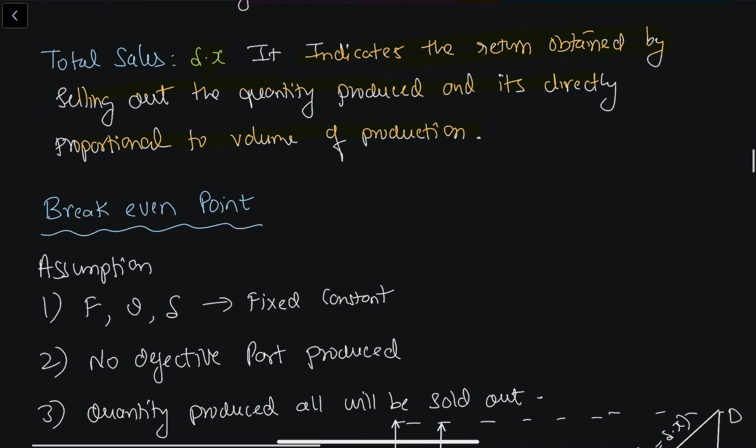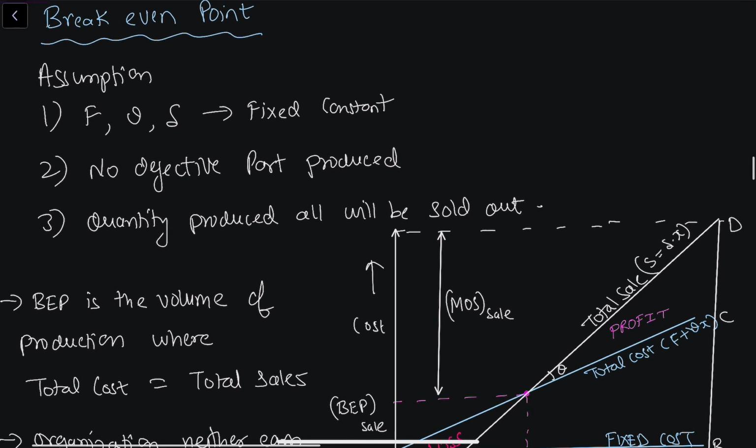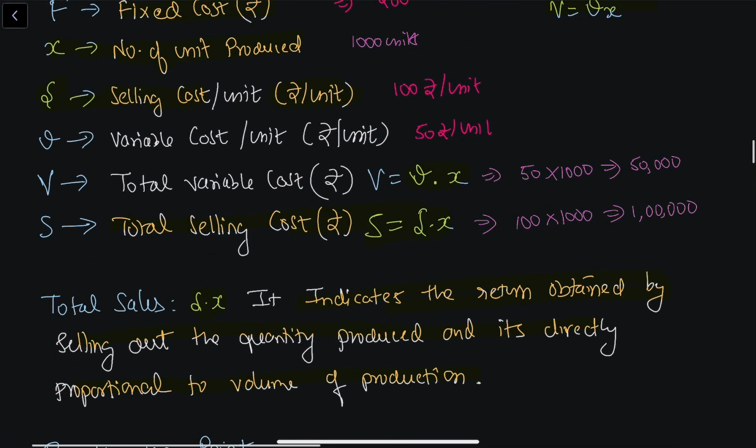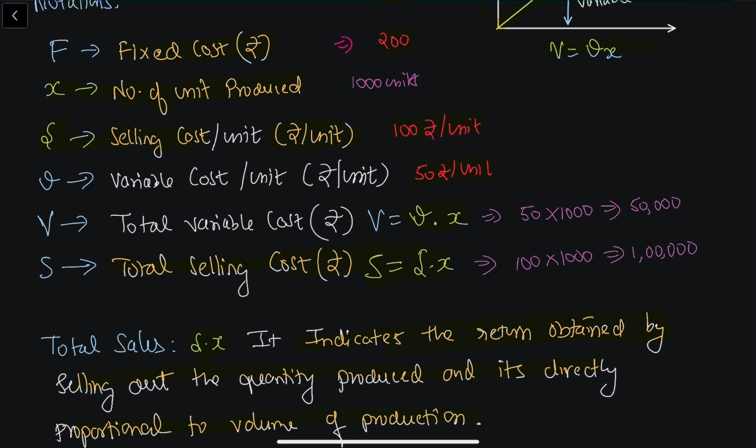Okay, good. So if we go again to find the break-even point, my whole objective is to find out the number of units I should sell so that I do not incur losses. That's the whole idea, and for that I'm doing this whole process. To understand the break-even point, these are my assumptions. My fixed cost, my variable cost, and my selling cost are constant. My selling cost is 100 rupees per unit, my variable cost of 50 rupees per unit is constant, and also my fixed cost, which is 200 rupees, is constant.